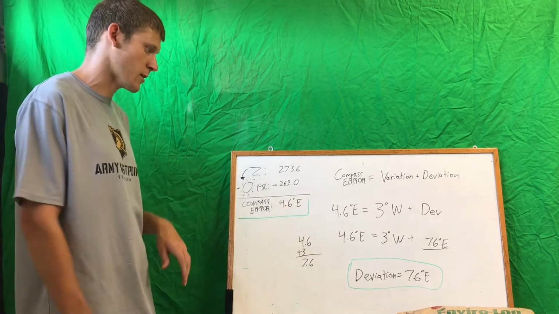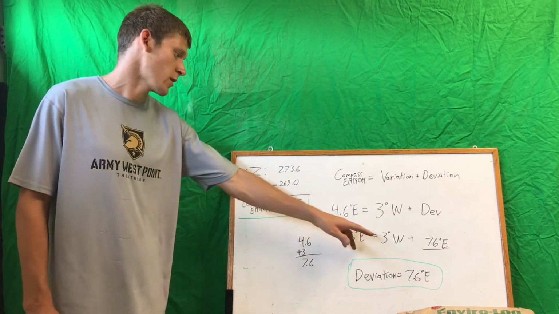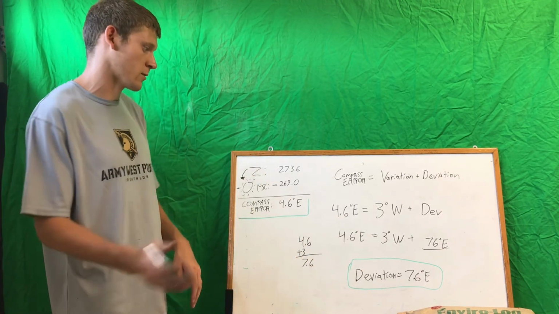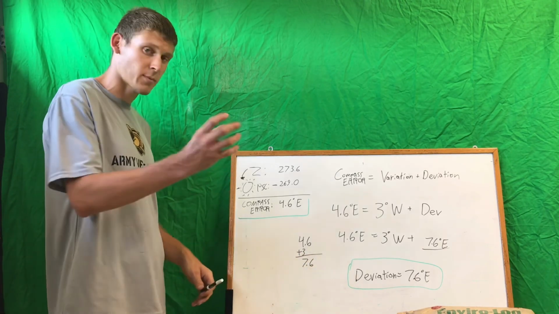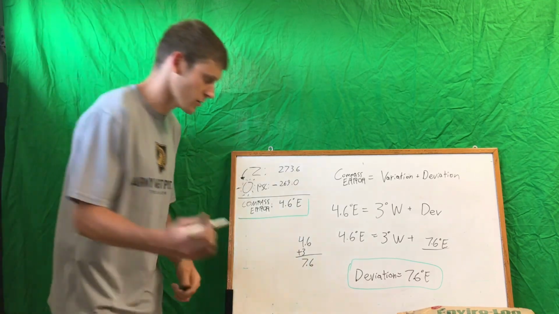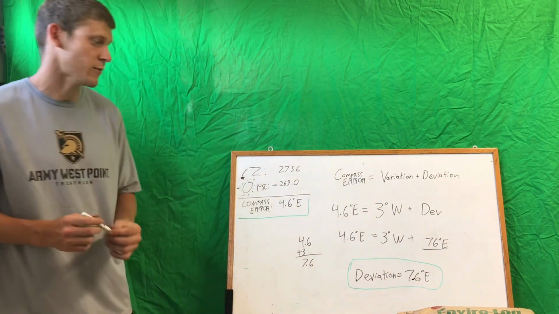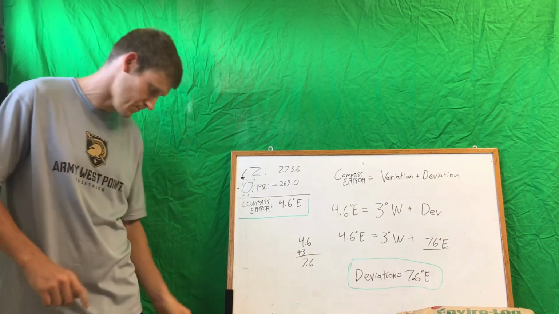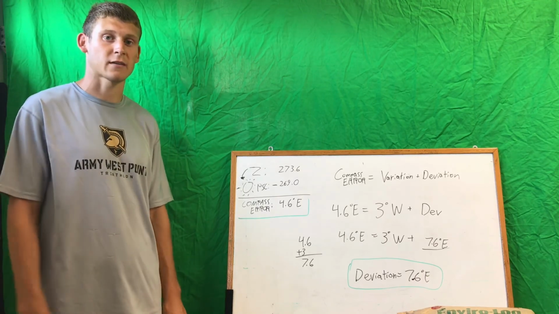Just looking at it, it makes sense. 7.6 degrees east combined with 3 degrees west is going to throw us closer to the east, and when you combine those numbers, you get 4.6 degrees east. So the answer to the problem is our deviation is 7.6 degrees east. And that is how you do an exact azimuth problem.